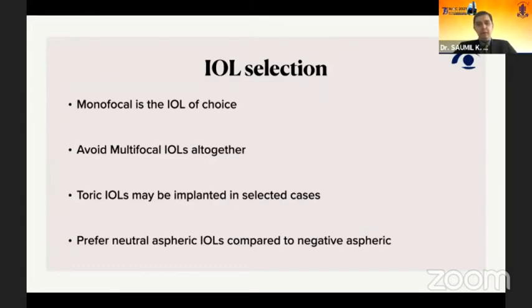And because of the aberration of the cornea, prefer neutral aspheric or zero aspheric IOLs compared to the spherical or the negative aspheric IOLs, so that it does not add on to the spherical aberration of the entire eye, and especially the cornea, as Dr. Vaishal was saying.